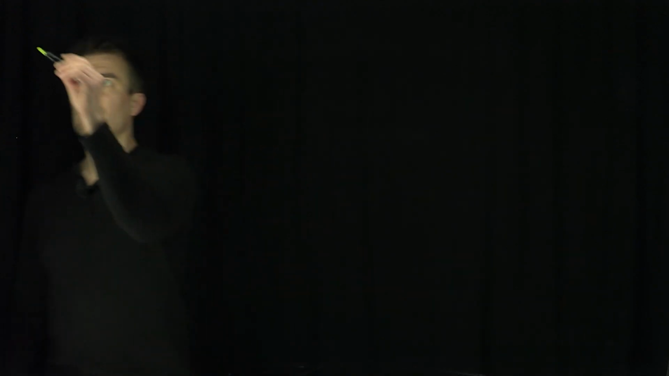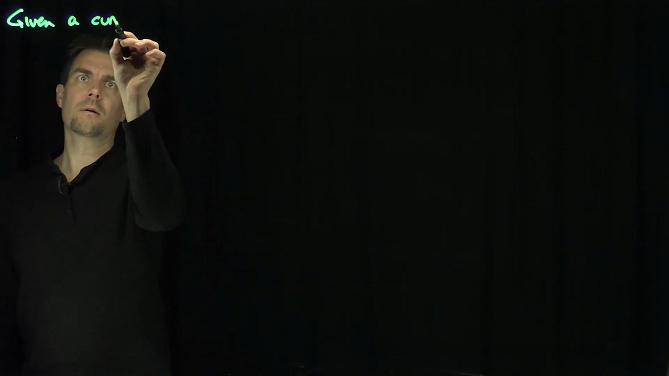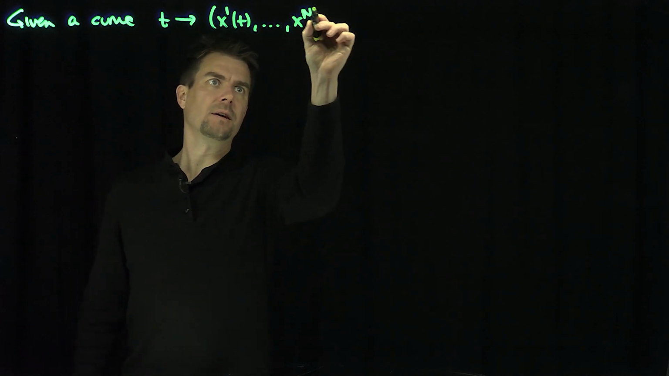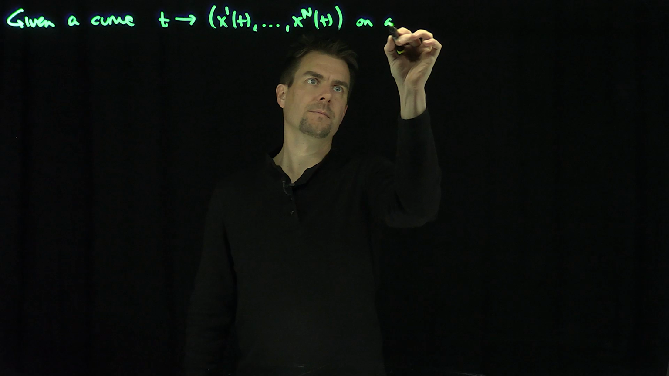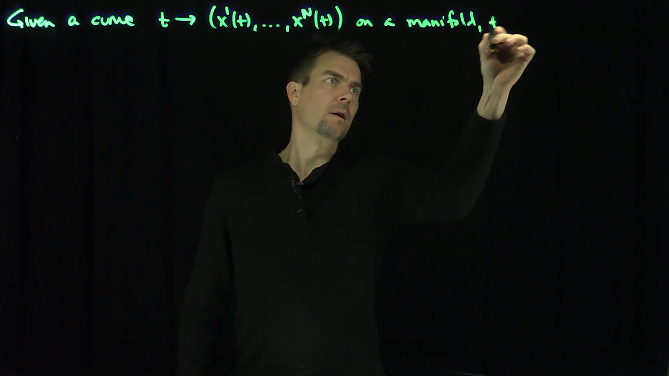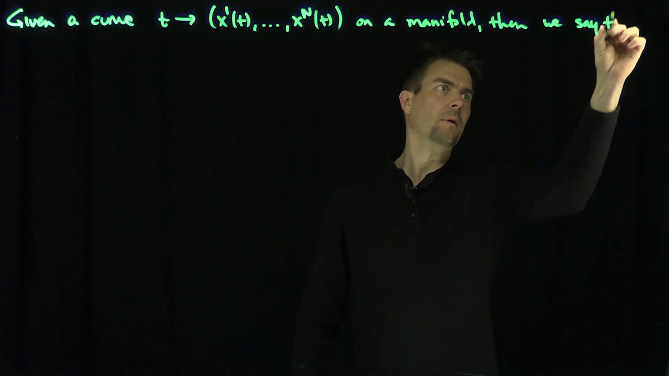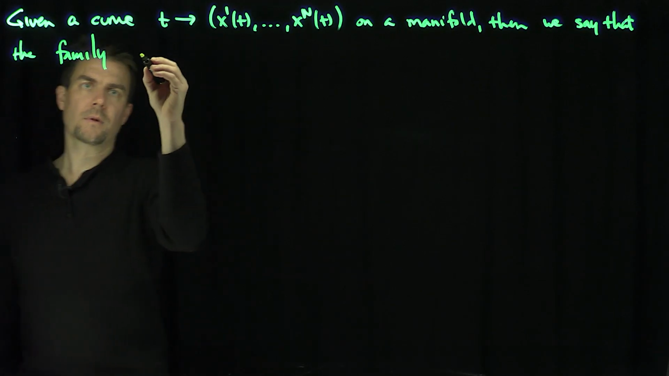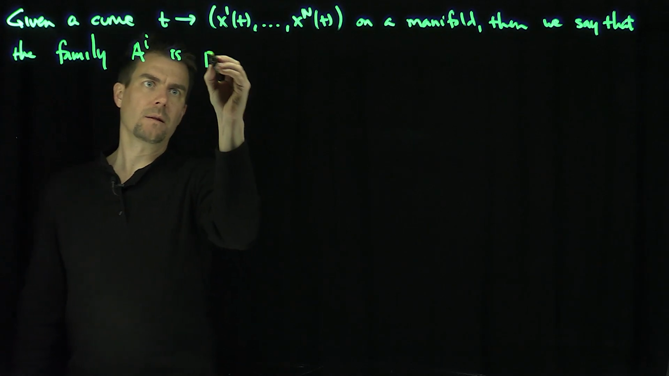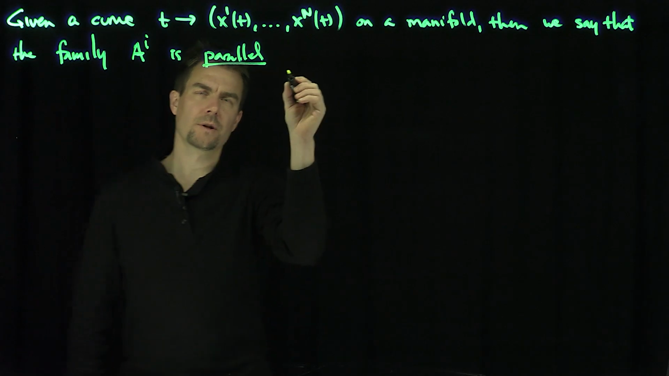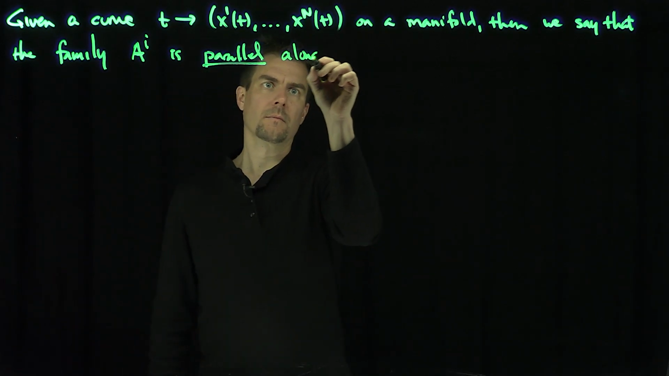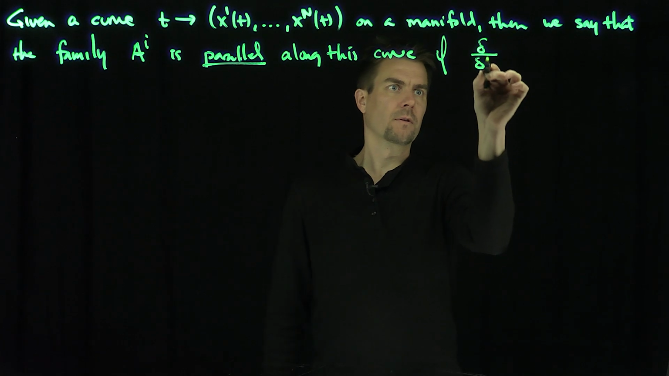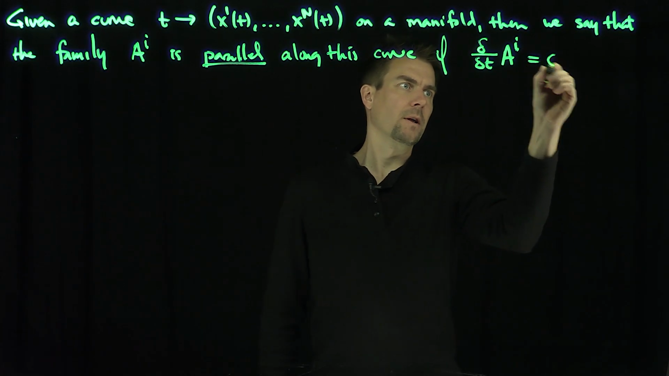Hello students, in this video we'll discuss what it means for a family of vectors to be parallel along a curve on a manifold. If we're given a curve t goes to x1(t), ..., xn(t) on a manifold or a surface, then we say that the family A^i is parallel, or parallel transported, along this curve if the intrinsic derivative of that vector is equal to 0.